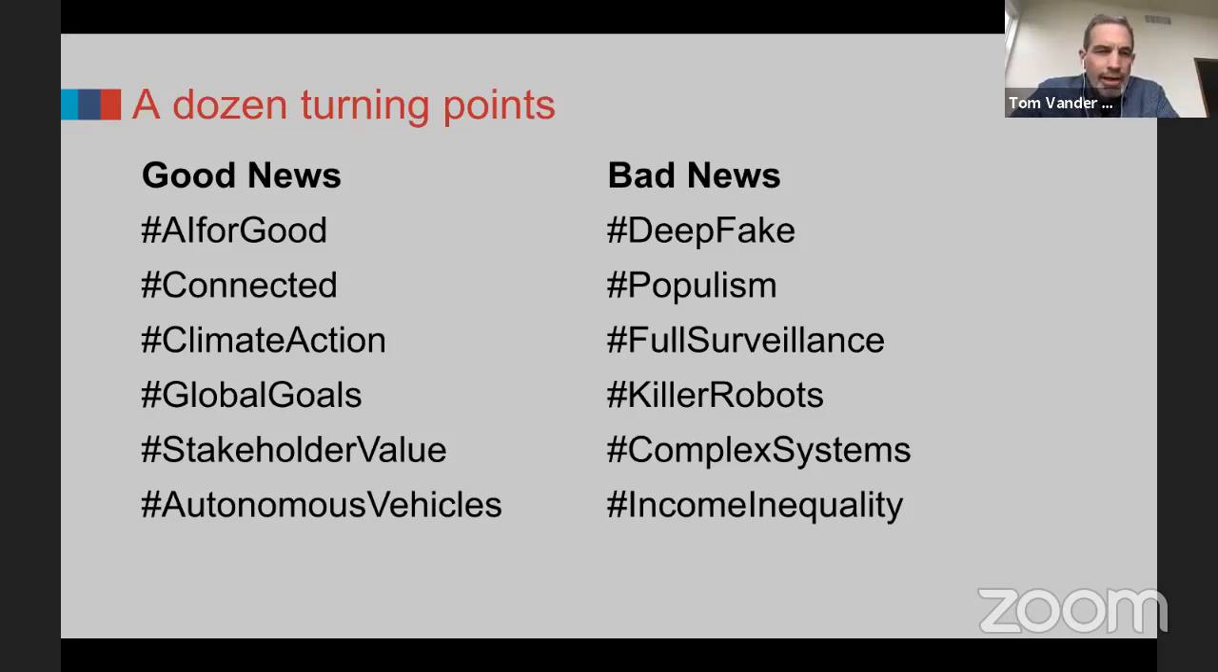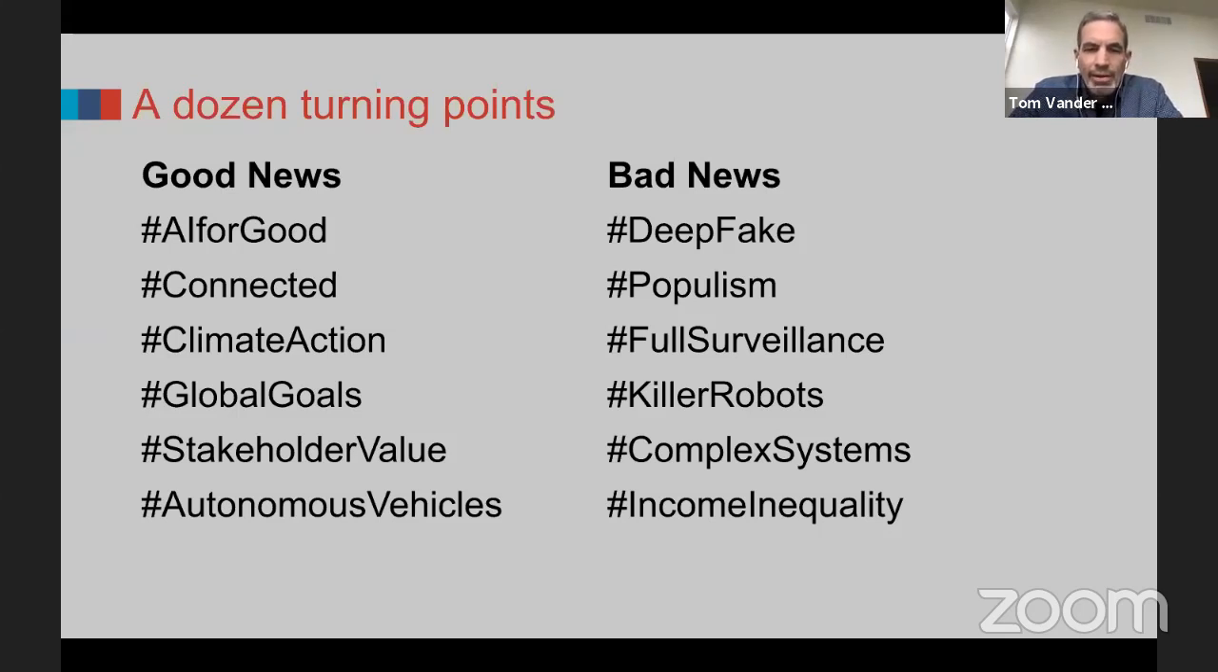The good news is we're seeing AI used for good in many, many cases. There was just a great conference on this in Switzerland that the UN held. More and more people are connected. More people are taking climate action. We're seeing a lot of schools and organizations pay attention to the UN Sustainable Development Goals, #Global Goals. We're seeing the Business Roundtable advocate for stakeholder value, not just shareholder value, kind of a broader view of success. Autonomous vehicles are going to make our roads safer, make transportation more convenient and more accessible. The flip side is a lot to worry about.